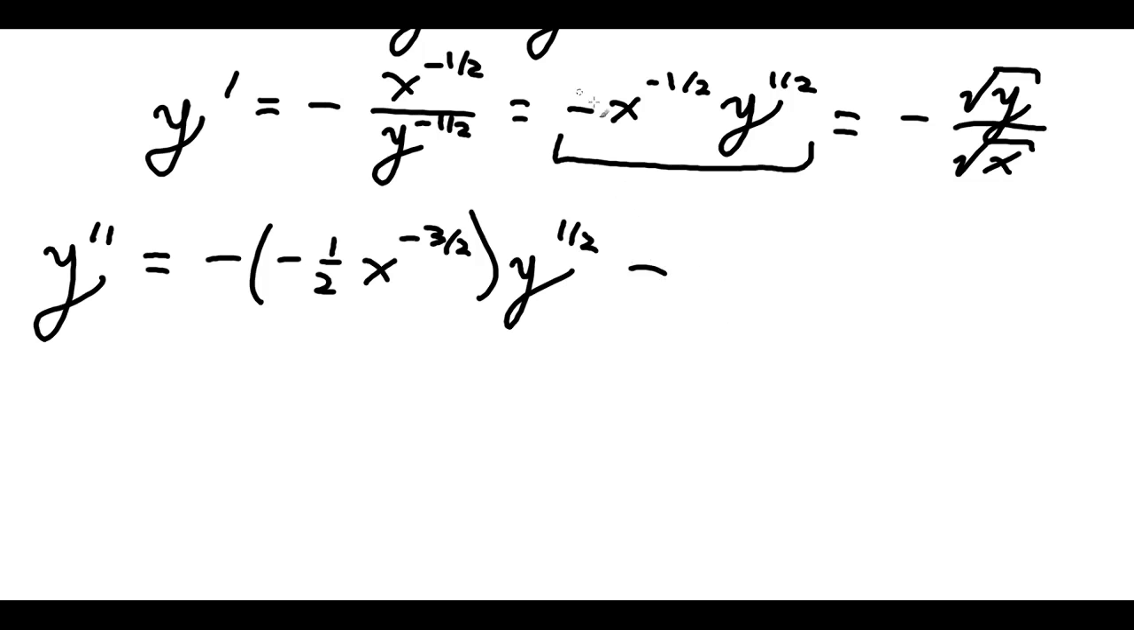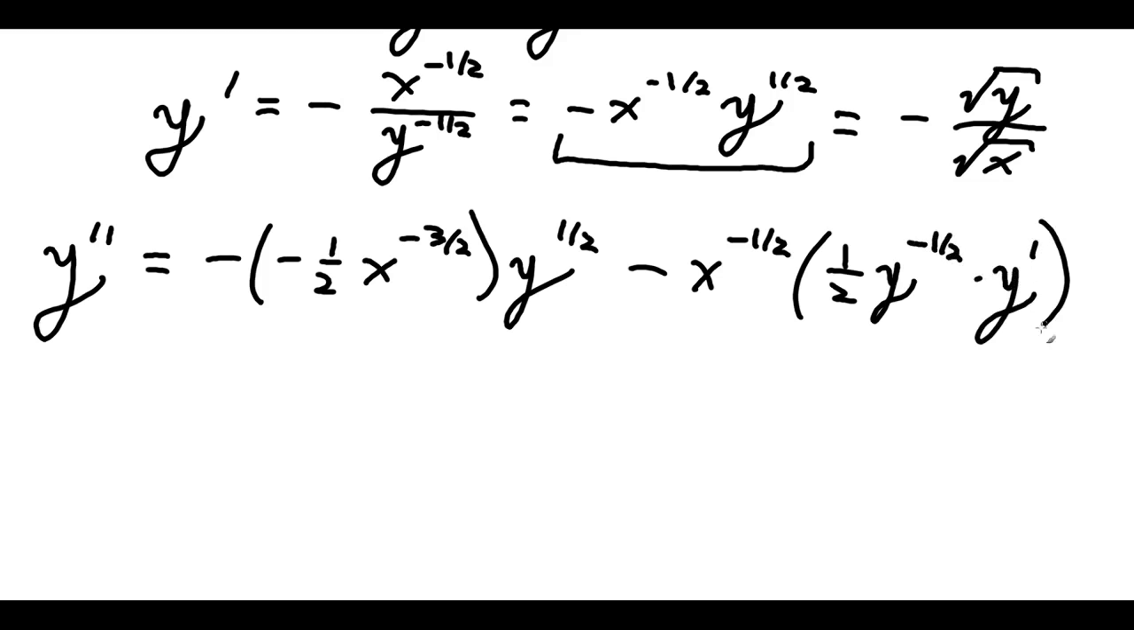Minus, this is minus instead of plus because of this negative up front. I didn't want to write an extra set of brackets. Be careful with signs and grouping. X to the negative 1/2 times, now we take the derivative of y to the 1/2. That is 1/2 y to the negative 1/2, again, times y prime. Right, just like we did earlier.